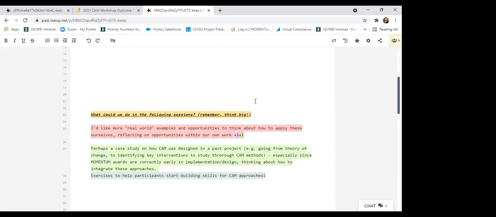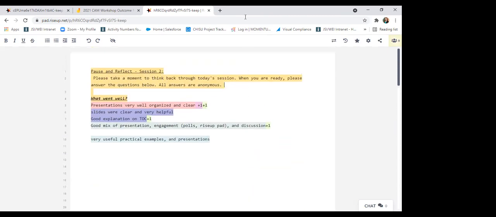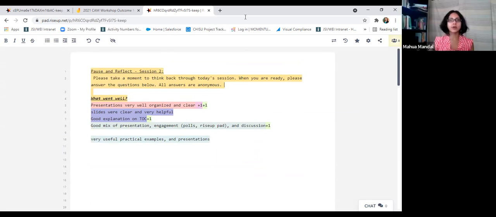So, if folks want to keep filling this out even after we end, I think that's fine. We'll take a look at these when we do our own internal pause and reflect tomorrow. Okay, great. So you can continue writing even after we end the session. It is right at 10 o'clock right now, 10 a.m. Eastern Standard Time, that is.